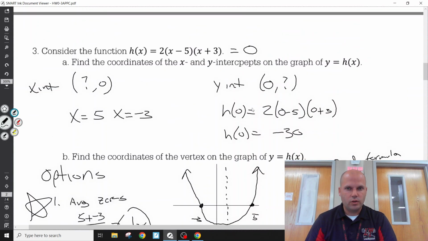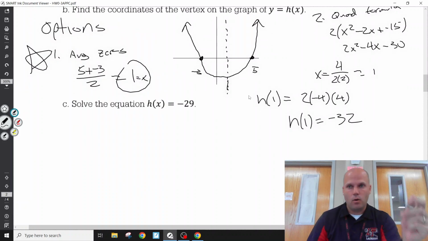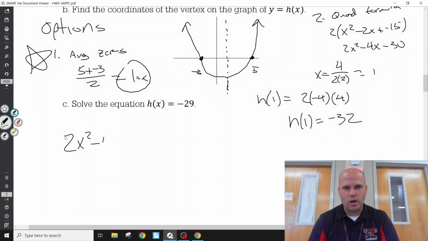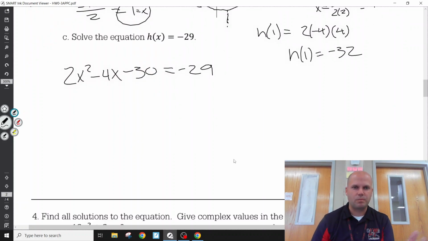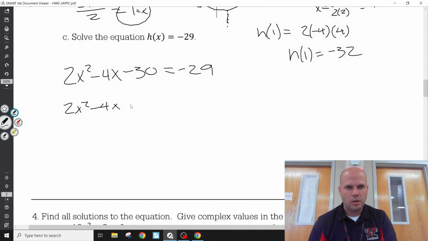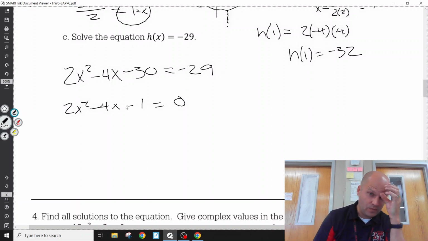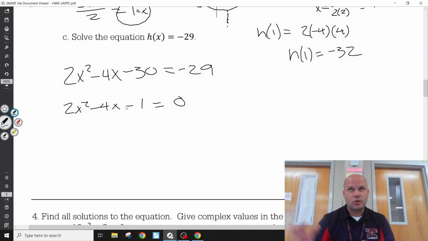Solve the equation, this equal to -29. Now, I'm glad I actually did distribute because this is the only way we can solve this equation, is by taking the standard form, set equal to 0, and then kind of simplify, look to factor. I'm going to add 29. I get 2x squared minus 4x minus 1 equals 0. Boom. 2 numbers that multiply to get -2 and add to get -4. Can't do it. Straight to the quadratic formula.